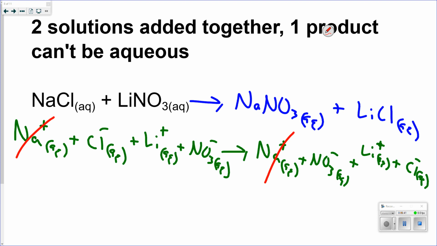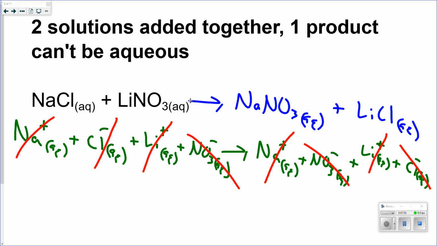The chloride. Here's Cl minus aqueous, here's Cl minus aqueous. Identical. It did not change. It's not part of the overall net reaction. Ashley. Lithium. Li plus aqueous, Li plus aqueous. Creighton. Nitrate.